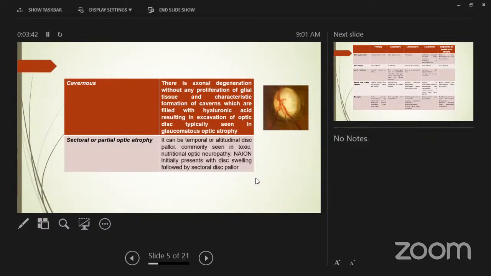In sectoral or partial optic atrophy, there can be temporal or altitudinal disc pallor. Commonly, it is seen in toxic or nutritional optic neuropathy. In NAION, initially it presents as optic disc swelling, followed by sectoral disc pallor.